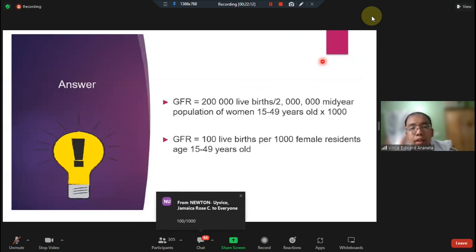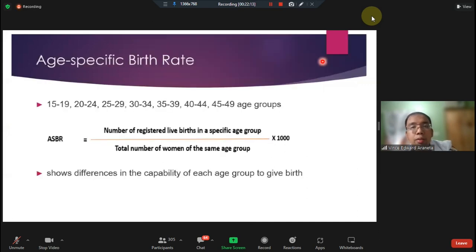There's a more specific measure such as the age-specific birth rate. If you want to take into account the 15 to 19 only, 20 to 24, 25 to 29, you just have to count the number of registered live births in that specific age group, divided by the total number of women of the same age group, times 1,000. So this actually shows differences in the capability of each group to give birth.